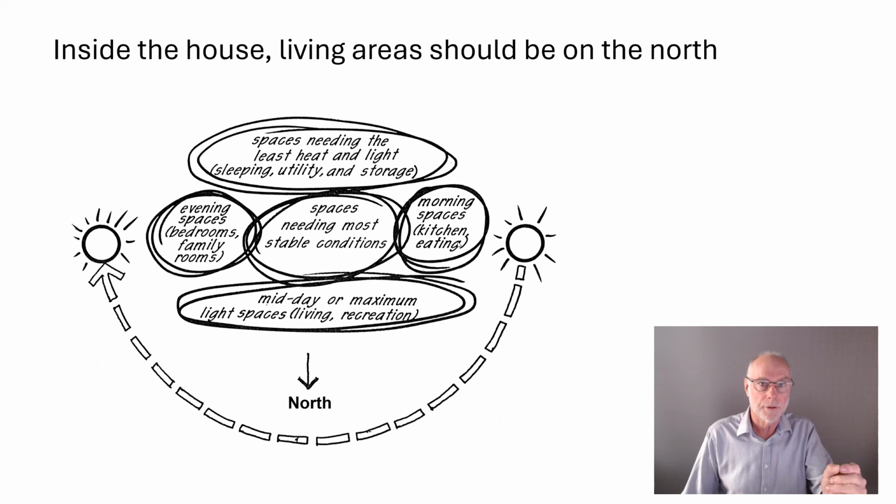But what about on the south, the furthest away from the sun all day? Spaces needing the least heat and light, sleeping, utility, storage, bathrooms, things of that sort. Now, if you start with these ideas, again, you're going to be on the right track. You might say to yourself, well, I want one of the bathrooms, say an ensuite, I want that to be on the north. Well, that's fine. But if you start by thinking, let's try to group living spaces towards the north, and let's try and group utility spaces towards the south, you'll be on the right track to achieving a good outcome.